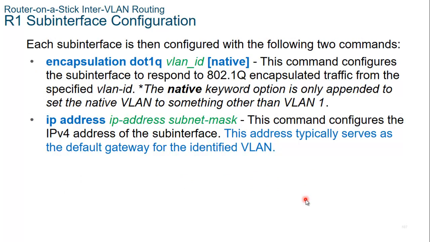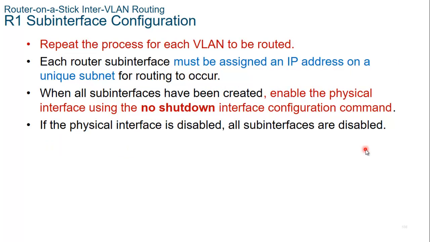Each sub-interface is then configured with the following two commands. This command configures the sub-interface to respond to the 802.1q encapsulated traffic from the specified VLAN ID. Then you have to set the IP address and subnet mask for the sub-interface. So we use this command, IP address, the IP address you want to assign, and the subnet mask. This address typically serves as the default gateway for the identified VLAN. Repeat the process for each VLAN to be routed. So if you have 3 VLANs, have 3 sub-interfaces. If you have 5 VLANs, have 5 sub-interfaces.